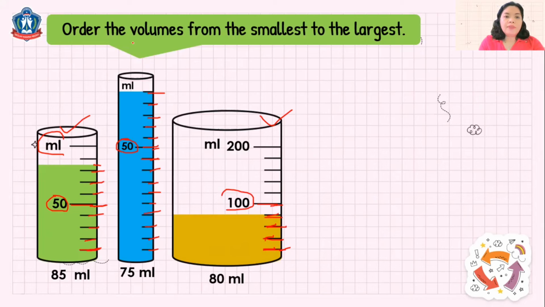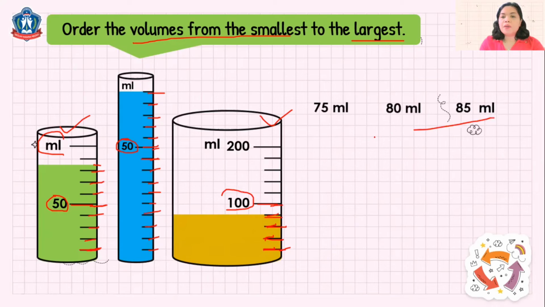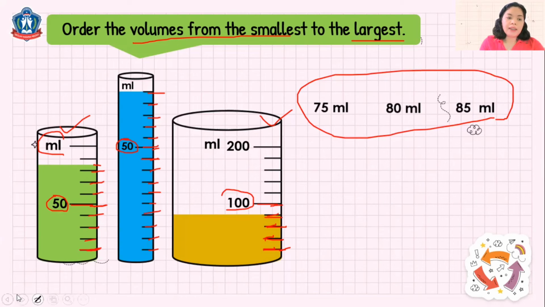Now let's order these volumes from the smallest to the largest. So which one is the smallest volume? Of course, 75 ml, followed by 80 and 85. So this is the correct order of the volumes from the smallest to the largest.